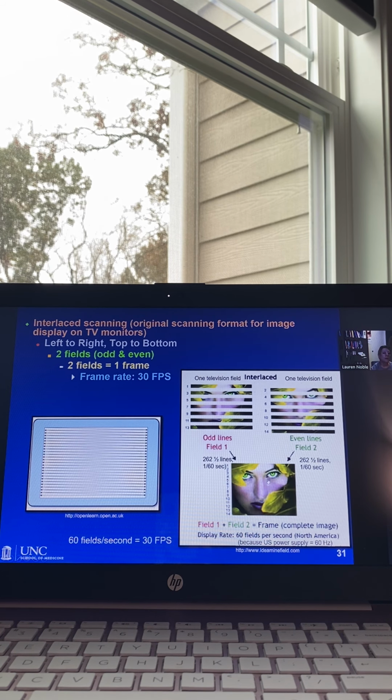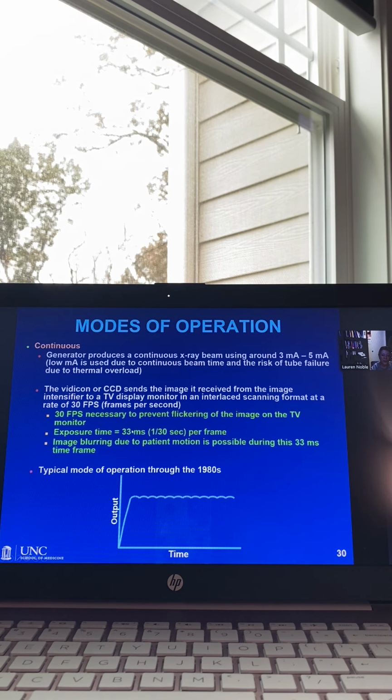Okay. But because the system has to do this interlaced pattern in order to display the image, that's why the exposure time has to be 33 milliseconds. Because we have to give the TV monitor time to display the image before another image is sent to it. And that's why the exposure time is long. Okay? That's why the exposure time is long.